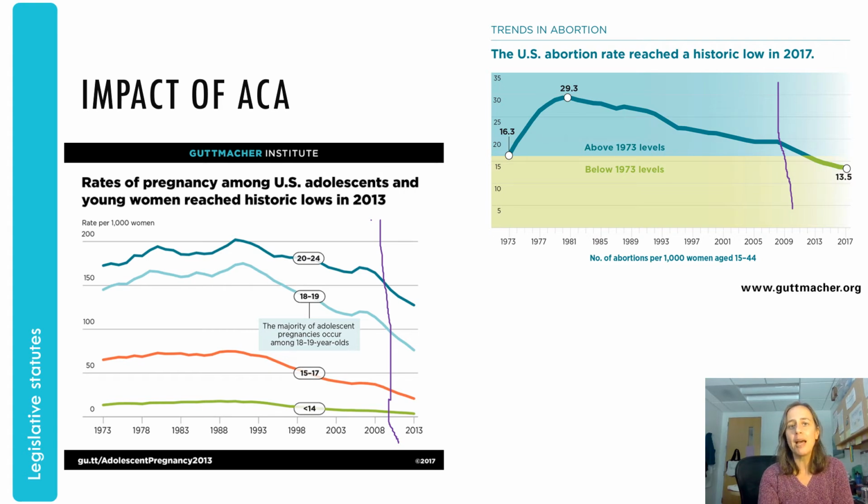Now, some other things happened then too. We had increased access to things like the IUD and the implant, which are highly effective forms of birth control. So it's not just the access to health insurance covering birth control, but it's a lot of it, especially since some of those really effective methods can cost $800. They last for several years, but it's a high upfront cost. Thankfully, with the ACA, it's covered. All right.